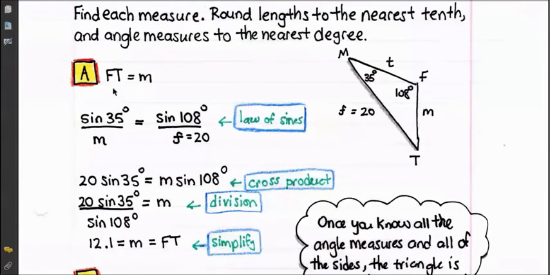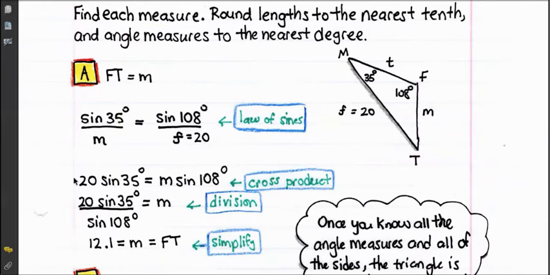I want to find the measure of m of FT, which we're going to call little m. So I know angle M is 35 degrees. I don't know little m, which is FT. I do know F is 108 degrees, and I know that little f is 20. That's the side. So I use the law of sines. The sine of 35 degrees divided by m equals the sine of 108 divided by 20.